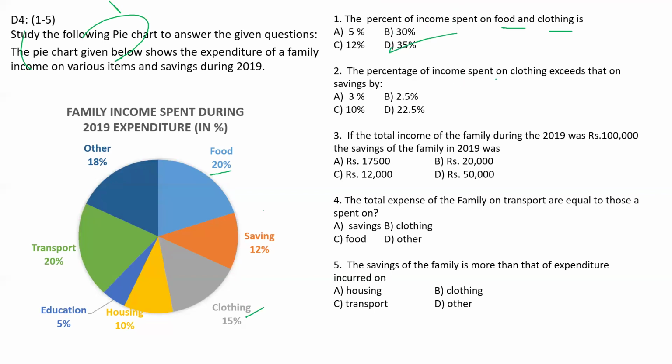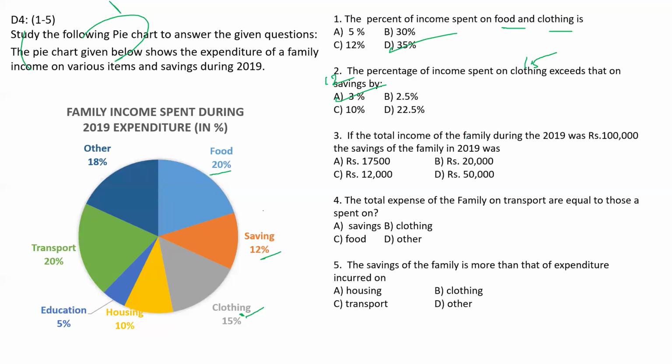The percentage of income spent on clothing exceeds the savings by dash. So the percentage of income spent on clothing is 15%, and savings is 12%. So it's exceeding by what? 3%. 15 minus 12, difference formula.